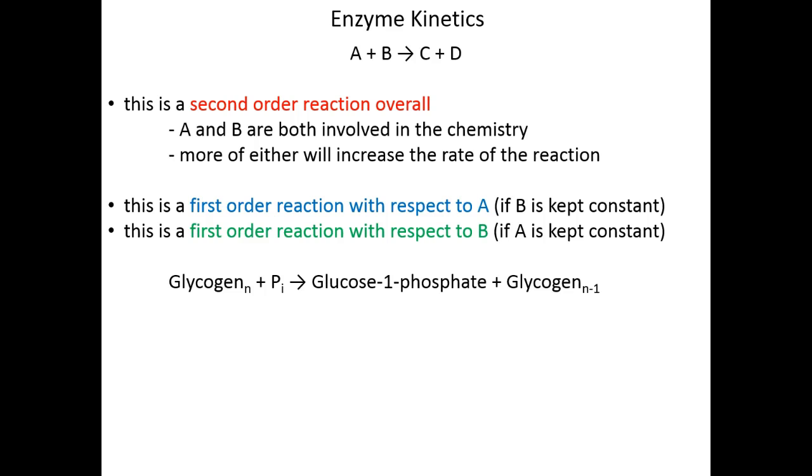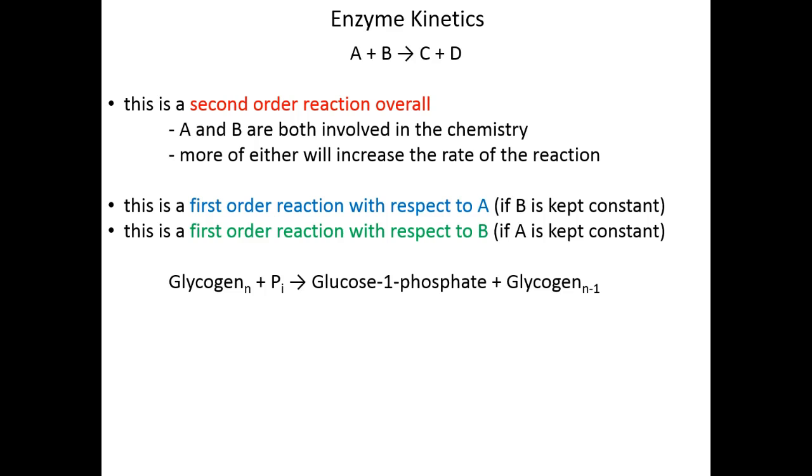But overall, if we increase A and B together, we can get more C and D, making it a second-order reaction because two molecules can influence the rate of the reaction simultaneously. An example of a second-order reaction that we'll be covering much later in the course is the degradation of glycogen, our glucose stores in our muscle and liver.